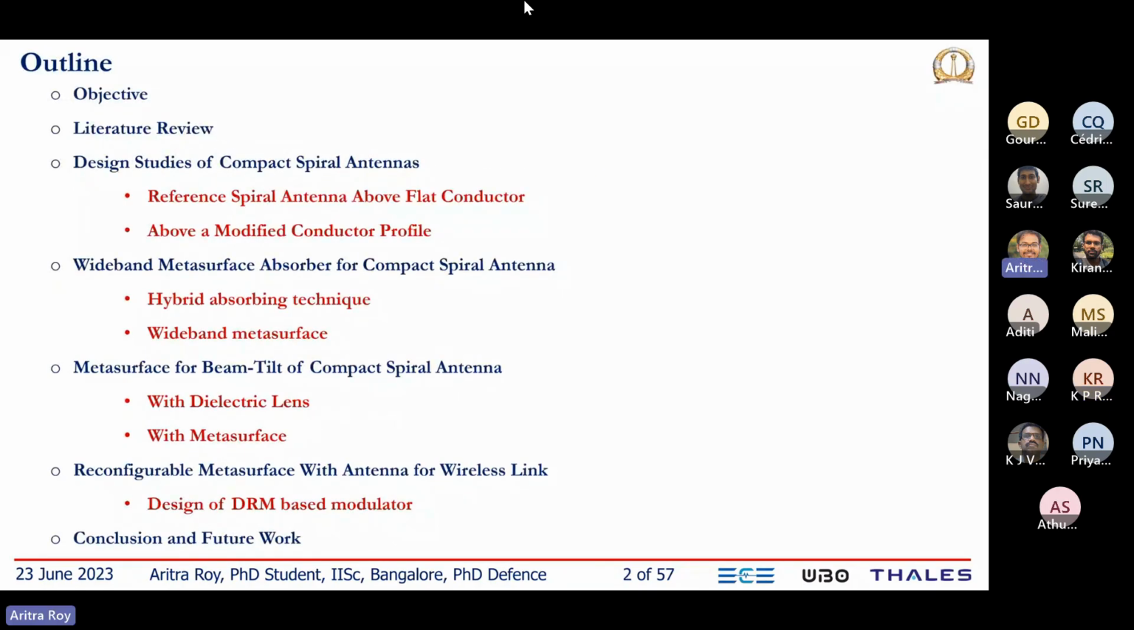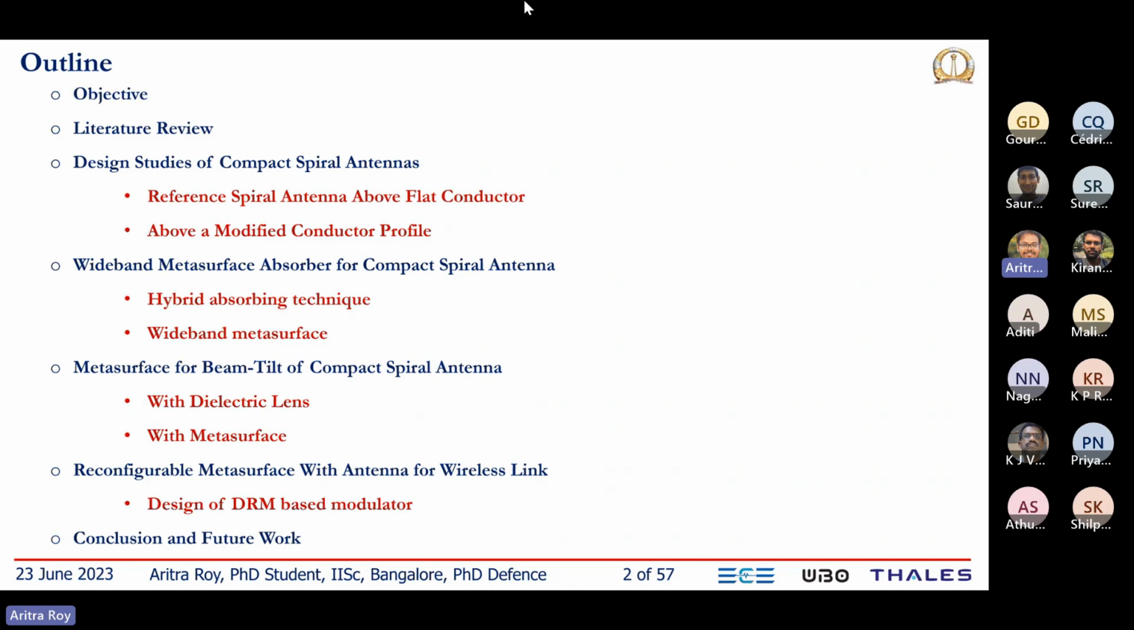I shall briefly discuss the objective and briefly discuss the literature. Then I shall go chapter wise. So in the first part, we studied a reference spiral antenna and its effect of varying the antenna height above a flat metallic conductor. And then we proposed a modified conical profile below the antenna. In the second part, we have investigated the design of compact antennas by placing it above a flat metallic plane, but by using different absorbing techniques.